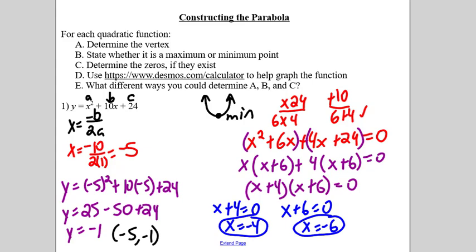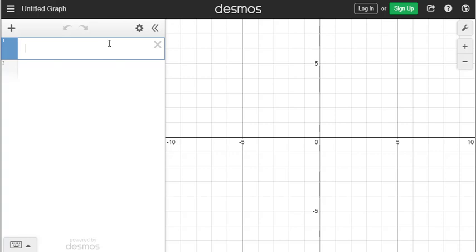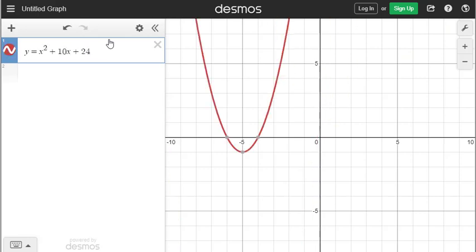So now let's look at what happens when we graph and how all this information comes from the graph as well. I can substitute in here y equals x squared plus 10x plus 24. Now here's the nice thing about using Desmos. If I click on these points, I have all the solutions I just needed. Here is my vertex, negative 5, negative 1. It's where my parabola reaches its minimum value.